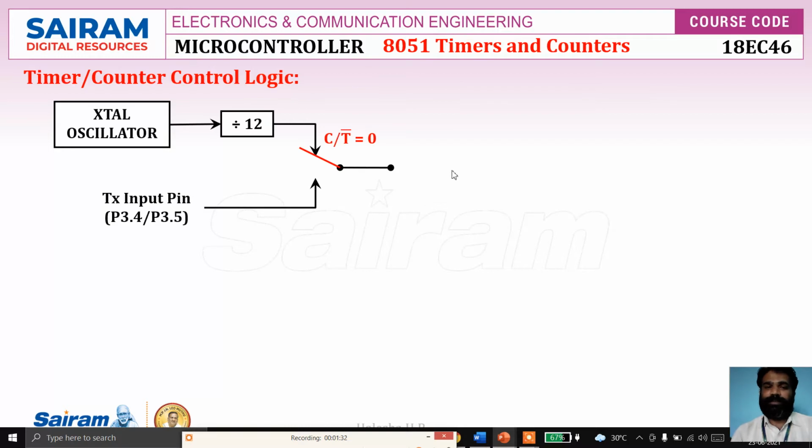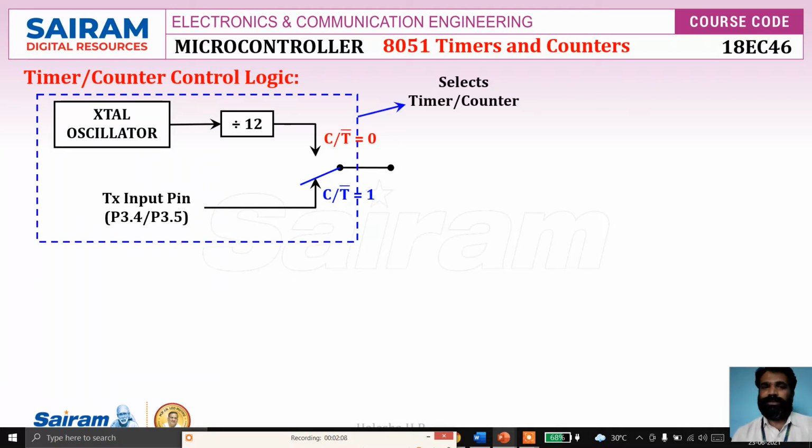If this bit, C bar T bar, is 0, it is connected to the timer source. If it is 1, it is connected to the counter source. Here it is a simple switch. The contact is to the counter source or to the timer source depending on C bar T bar: if it is 0, it is at the timer source; if it is 1, it is at the counter source. So this logic is used to select the source for the timer or the counter.